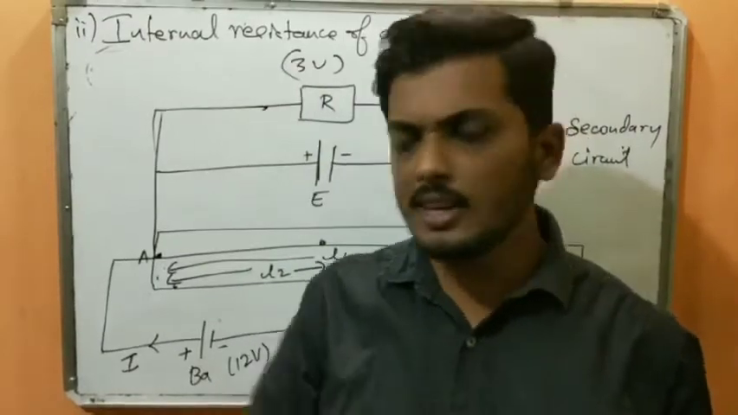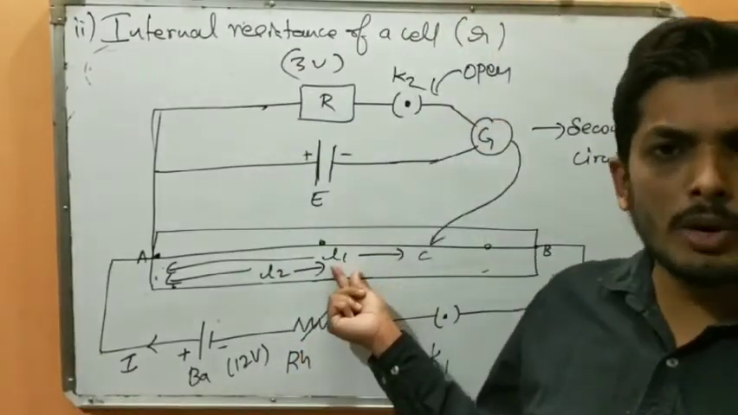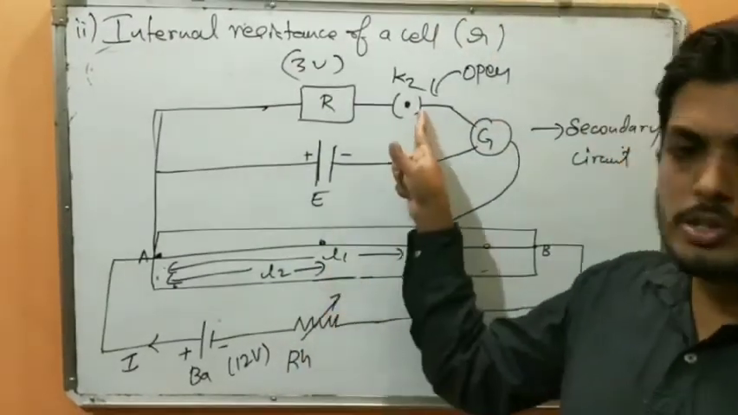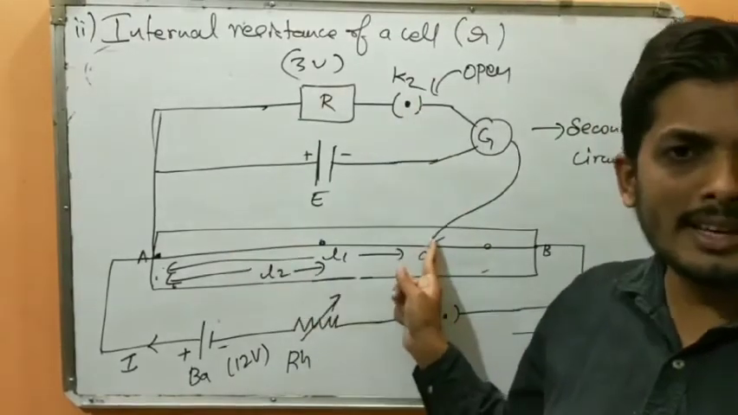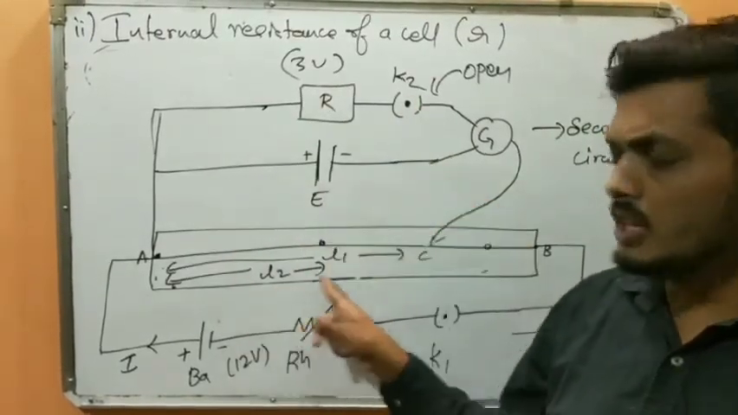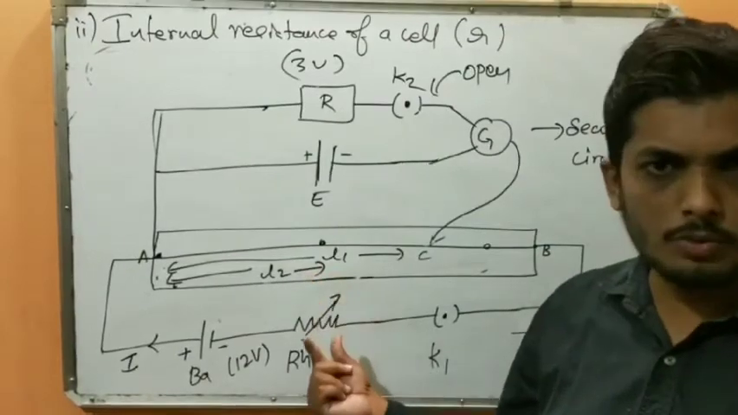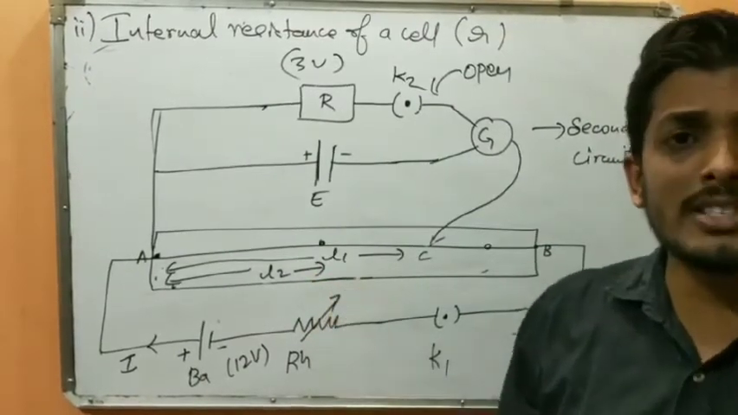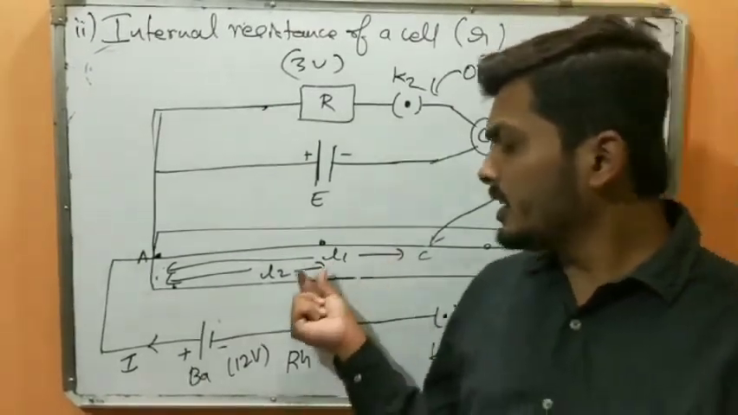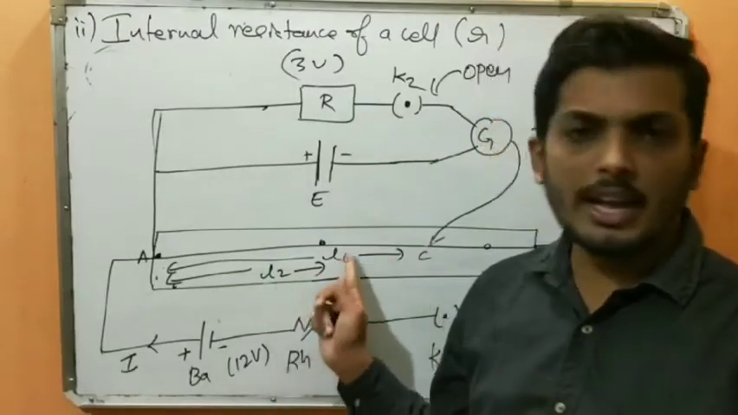I'll find the balancing length, measure it and name it L1. Now I'll close this. I will find the balancing length again, with opposite side deflection, and note it down. Now we will see how exactly to find the internal resistance using both L1 and L2.